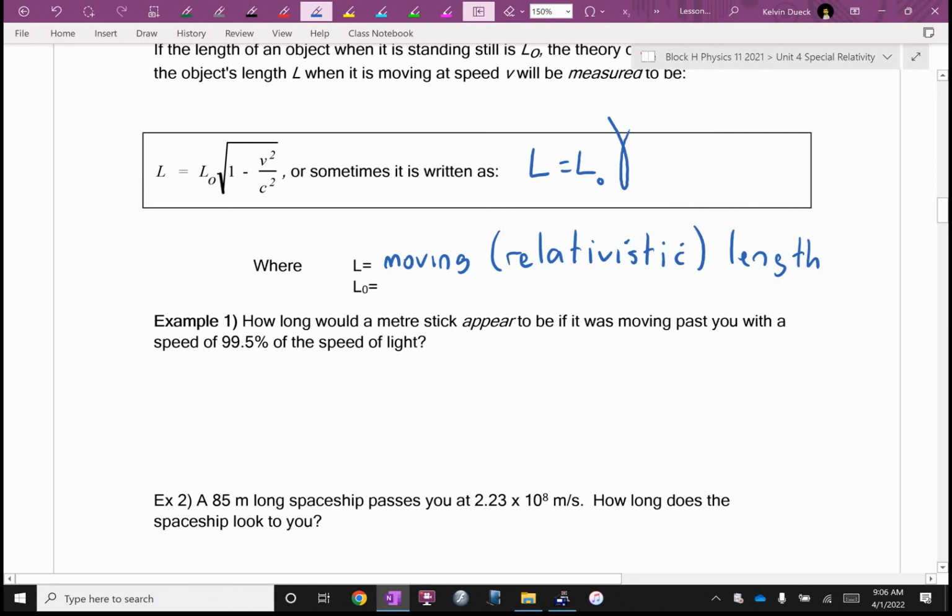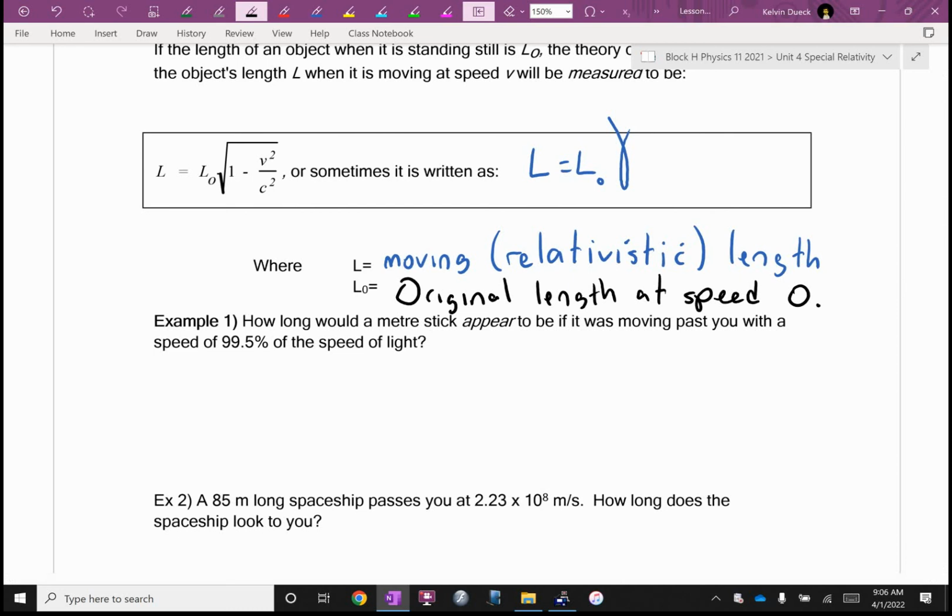T0 was time on the moving spaceship. L0 is not the length of the moving spaceship. L0 is the original length at speed 0, at rest. So I've given you two ways to remember what L0 is. You can think of it as L0, original length, or you can think of it as L0, the length at rest. If you're at rest, what's your speed exactly as a number? 0.